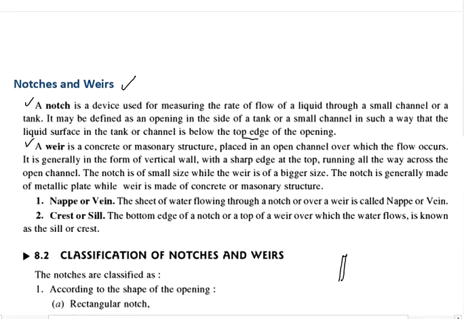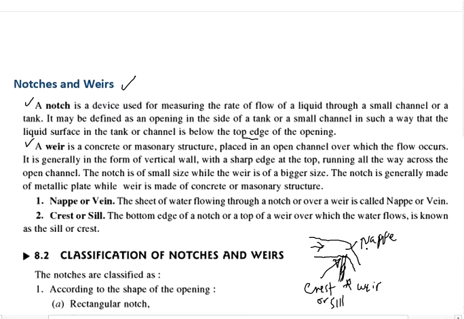If this, for example, is a concrete masonry structure, which is a weir, and water is moving like this over it, this shape of the flow that is made is the nappe, and this one is then what we are calling a crest or a sill.